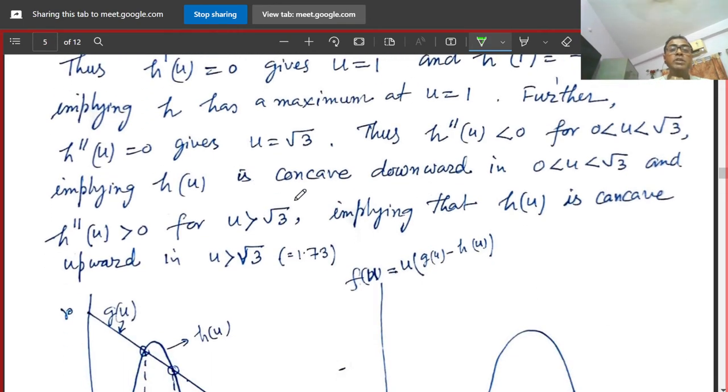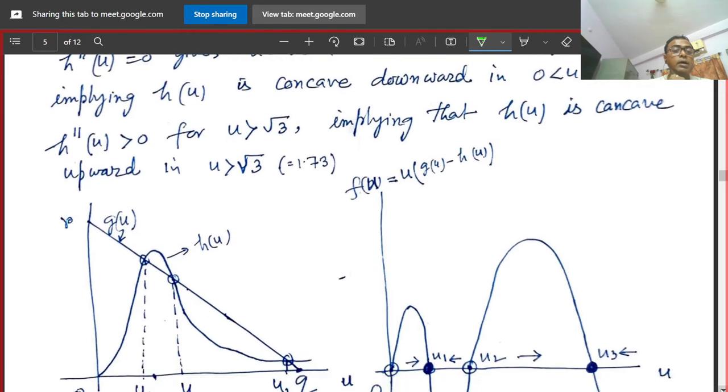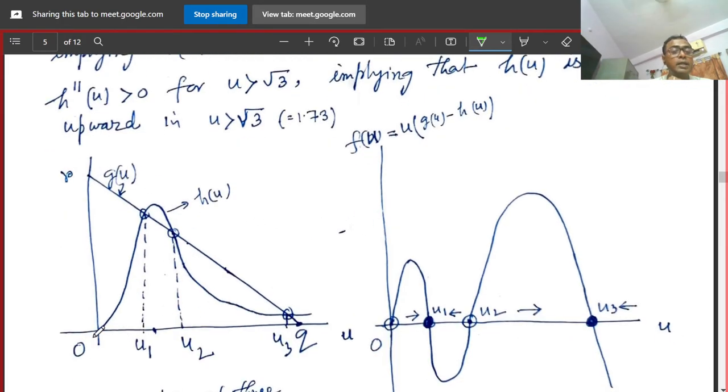Implying h(u) is concave downwards in 0 less than u less than root 3, and h''(u) greater than 0 for u greater than root 3, implying that h(u) is concave upward in u greater than root 3, which is approximately 1.73. So here we draw the graph. This is the horizontal axis u, and the vertical axis is the function, and this is the graph of the g(u) function. For this graph, this is g(u) and this curve is h(u).